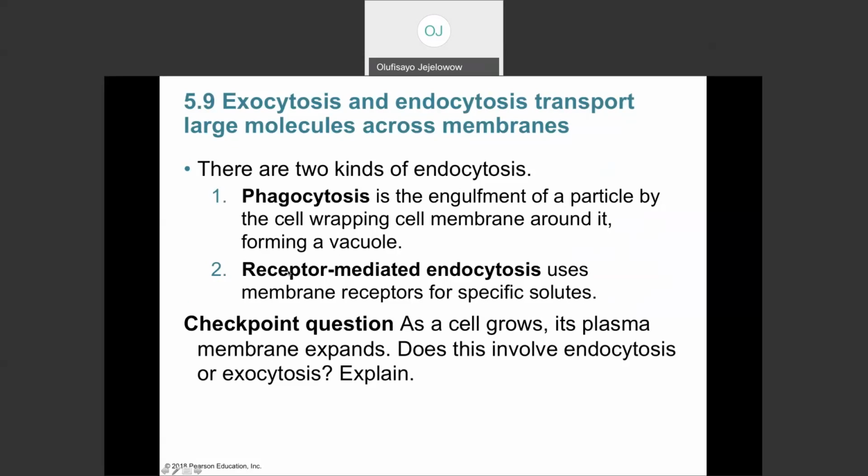The second kind of endocytosis is receptor-mediated endocytosis, which uses membrane receptors for specific solutes, and takes them in. So checkpoint question: as the cell grows, its plasma membrane expands. Does this involve endocytosis or exocytosis? Explain.